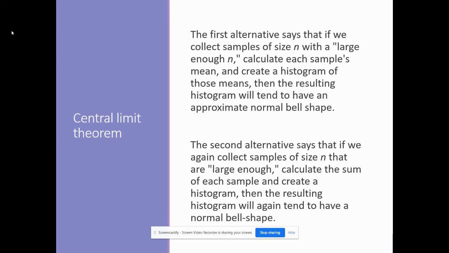Now, the second alternative says if we collect enough samples of a certain size that are large enough, we can calculate the sum of each sample, and it'll make a histogram too. So what does that mean? Again, we're taking samples, and within each of those samples, I'm adding the numbers together to get the sum. And if I plot those sums, I'm going to have a nice histogram with a normal bell-shaped curve. And again, I'm talking tons of samples. I'm talking thousands, millions to make that bell-shaped curve.